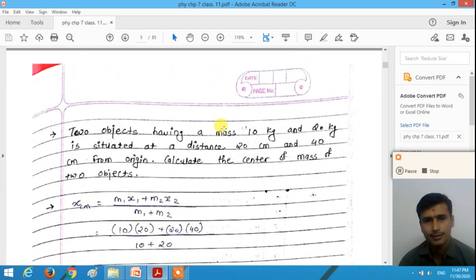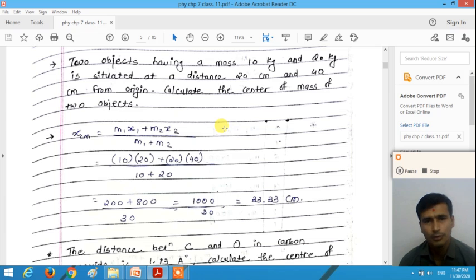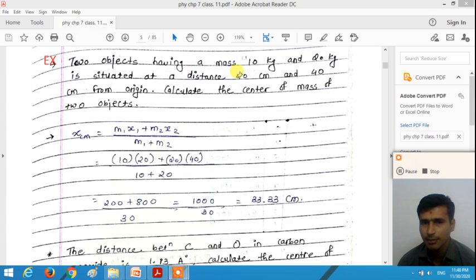Let us take one example to understand more about how we can calculate the center of mass. First example: two objects having masses of 10 kg and 20 kg are situated at distances of 20 centimeter and 40 centimeter from the origin. Calculate the center of mass of the two objects.